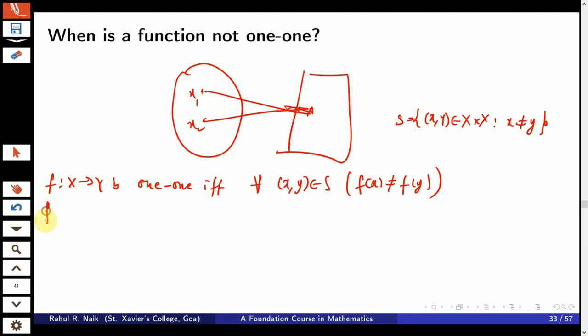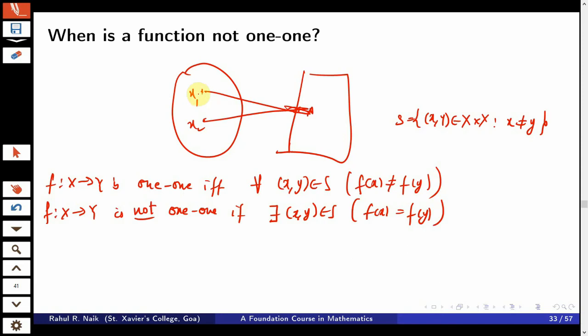So how do we write this down? F from X to Y is not 1-1 if I can find a point (x, y) in S such that f of x is equal to f of y, as simple as that. So these are those 2 points. Whenever we have such a thing, the function is not 1-1. So whenever we say that there exists, you should be able to produce 2 points in X which are distinct but have the same image, to show that the function is not 1-1.